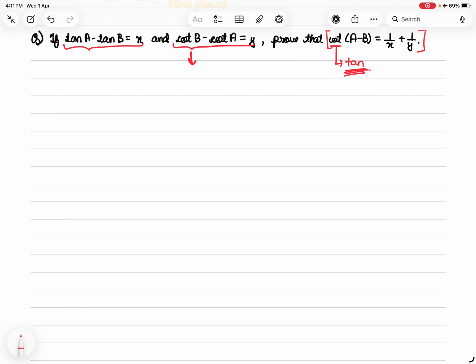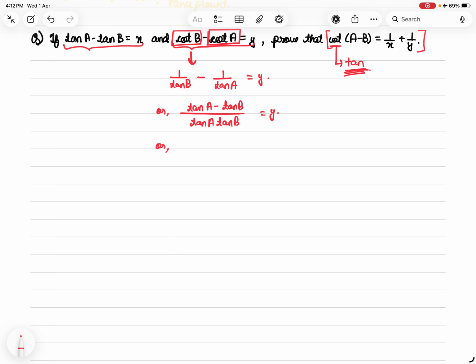Okay, now you tell me, cot B, I can write it as 1 by tan B. Is there any problem here? No, right? Very good. What about cot A? I can write it as minus 1 by tan A, right? This is equal to y. Are you clear with this? Yes. Now let us do LCM, right? If we do LCM, we'll get tan A into tan B, right? Here I'll get tan A minus tan B, right? And this is equal to y, okay?